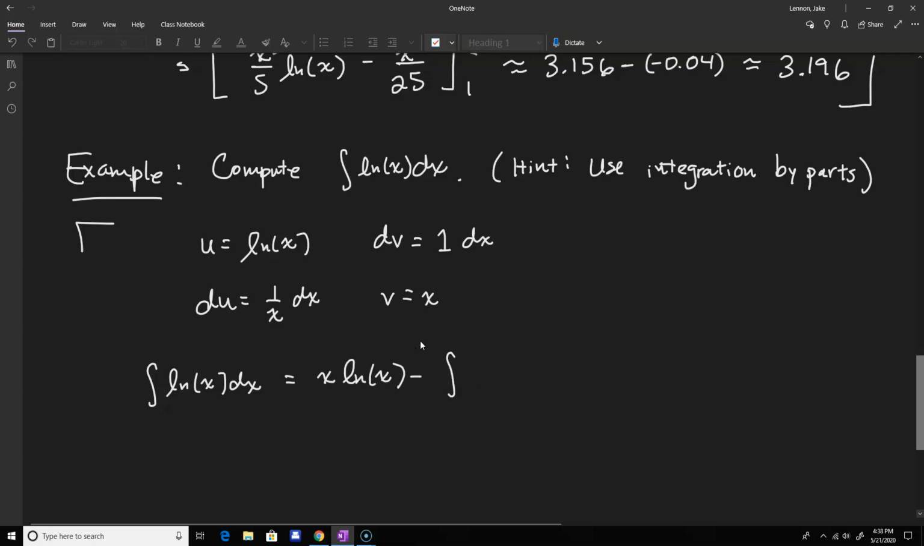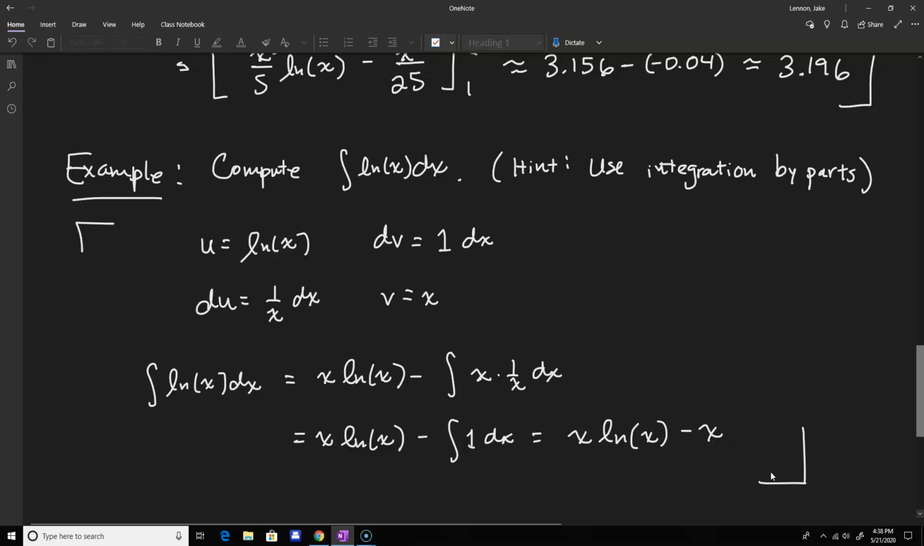So v times u, v minus the integral of v du. So now that's just x times 1 over x dx. And we have x natural log of x minus just the integral of 1 dx. And we know the integral of 1 is actually just x. So we get x natural log of x minus x. And that is the antiderivative.